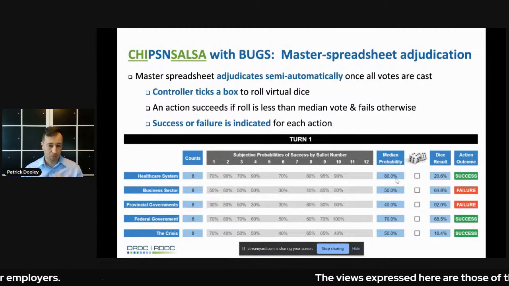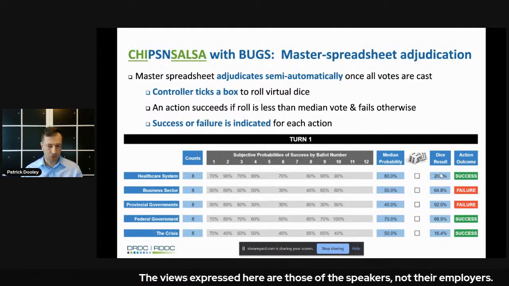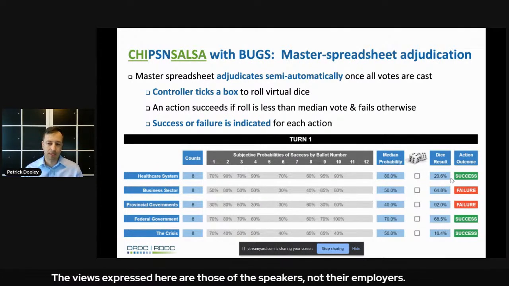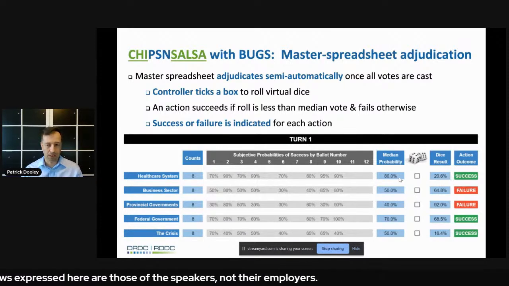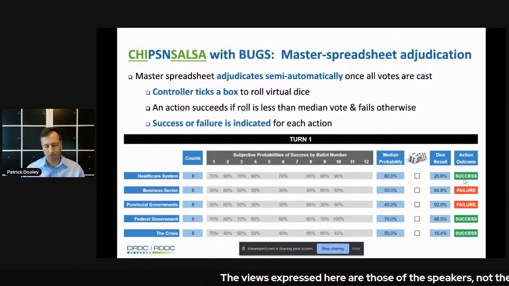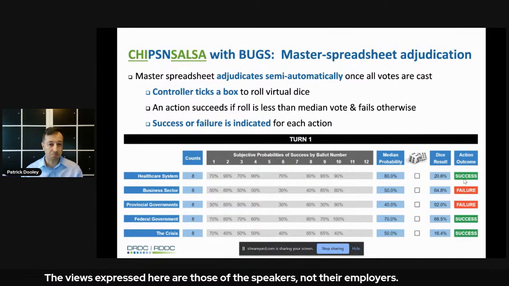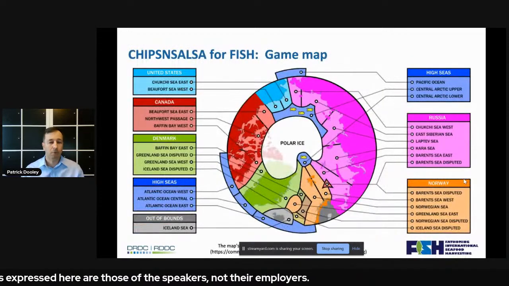The controller, when they're satisfied that the votes are in, all they need to do is tick a box, virtual dice are rolled, and then the tool decides by comparing the dice roll to the median probability whether an action succeeds or fails, and the players are notified. So here's a very simple way to pass information, and do secret voting efficiently, using linked spreadsheets. But we can do other things.